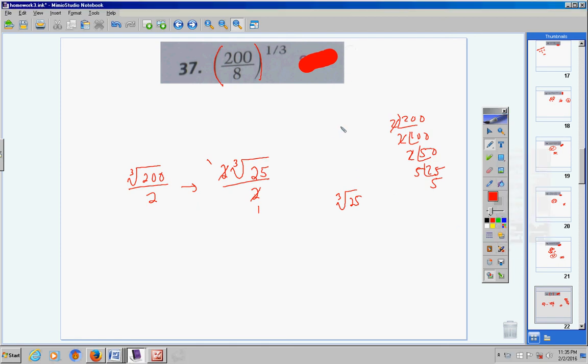So, if that's the case, then your answer should be written with a rational exponent. So, the cube root of 25 to the 1 power is 25 to the 1/3 power. There we go. Number 38.